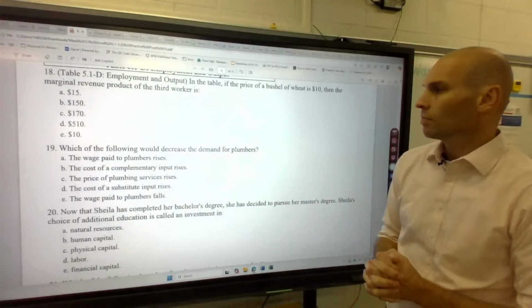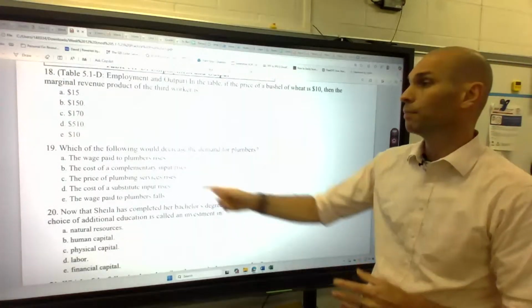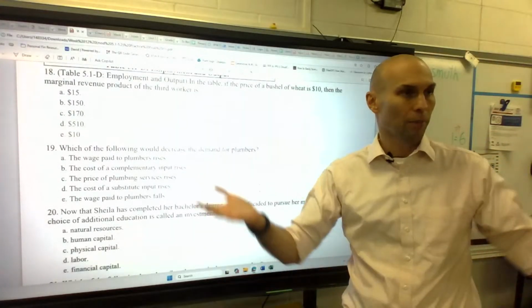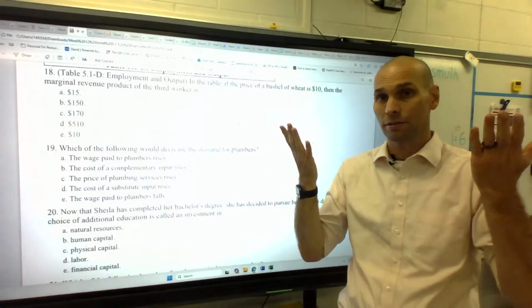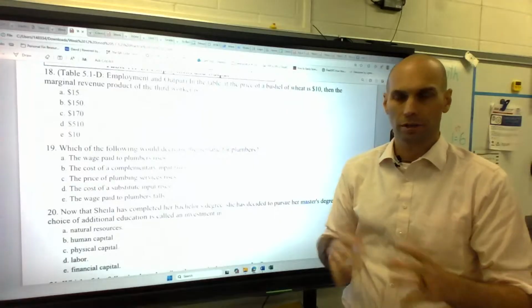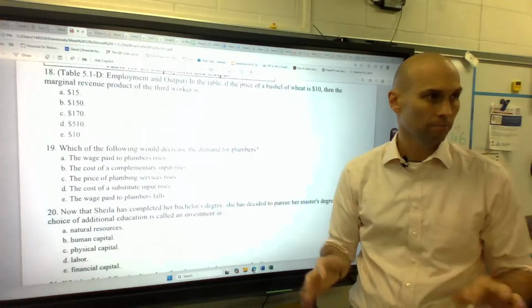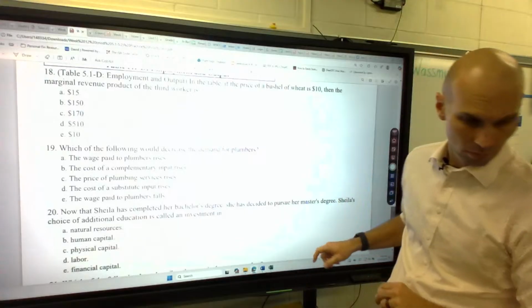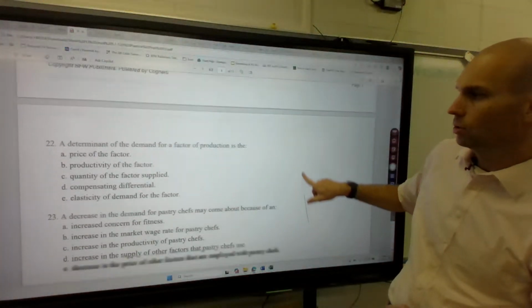All right, so what would decrease the demand for plumbers? A rise in the price of a complementary input. Yep, that would be it. If complementary things, things plumbers need, their land, their capital, are more expensive, then the entire product is more expensive. So demand for plumbers' work falls. Wage rate doesn't have to change. You guys got it? Any questions? All right, we will move then to 22.